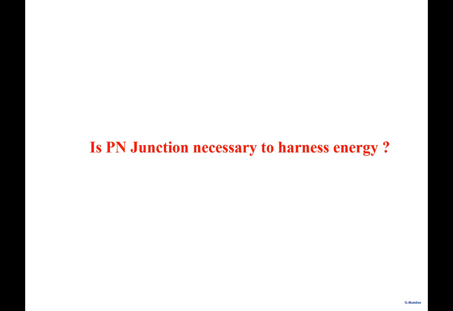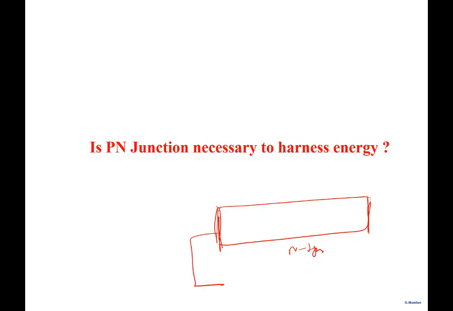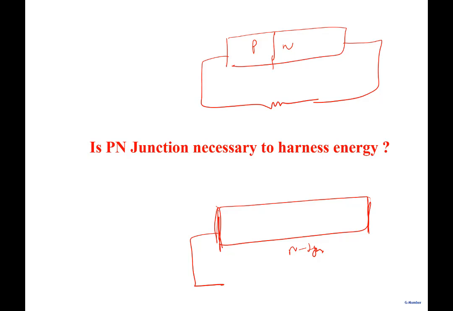Now, what I want to address, or maybe we'll do that in the next lecture, is: is a PN junction necessary to harness energy? Or can I do it in other ways? Why can't I? So the question that I'm raising is, why can't I simply take an N-type semiconductor and convert a load? Normally what is happening is you're taking a PN junction and you want energy out, you put a load here, R.